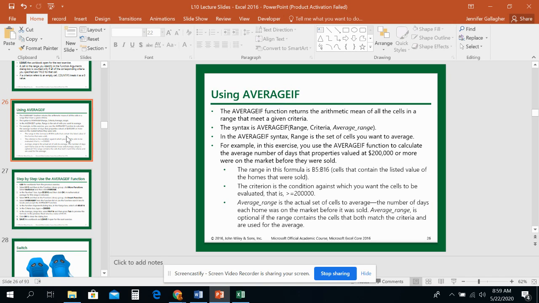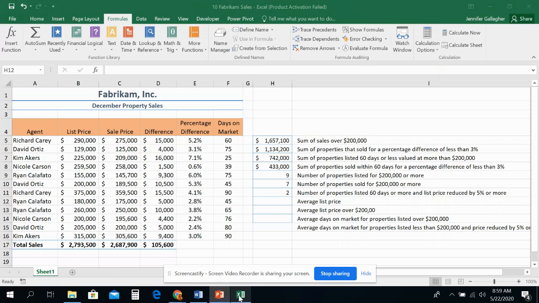The range is the set of cells that you want to average. So we are going to find the mean in each one of these, either based on a set of criteria or multiple criteria, depending on if you're doing IF or IFS. I'm going to come back here, and the first thing it wants us to do is look at a plain regular average, and we are going to look for the average list price.